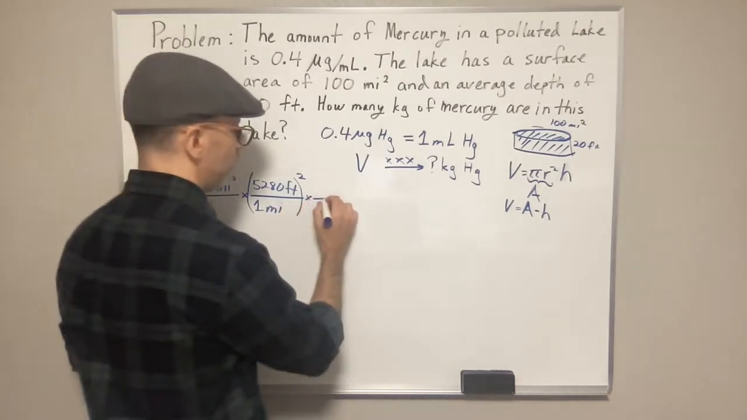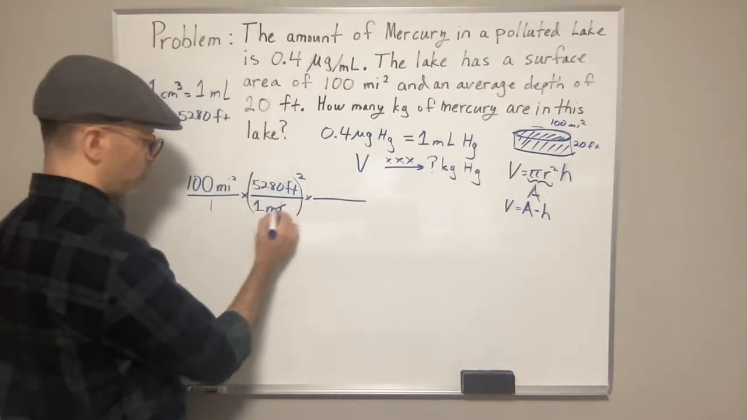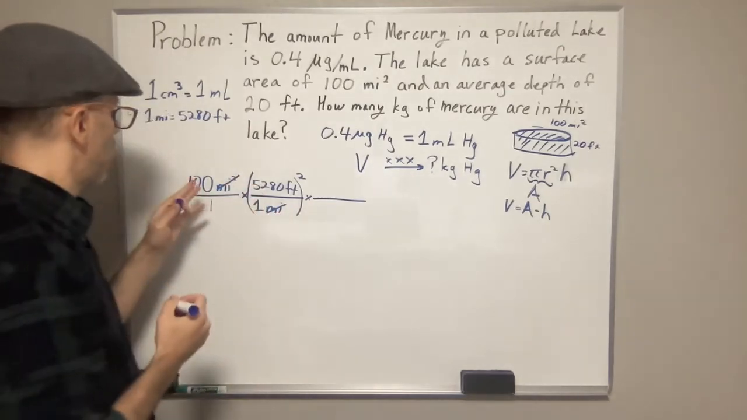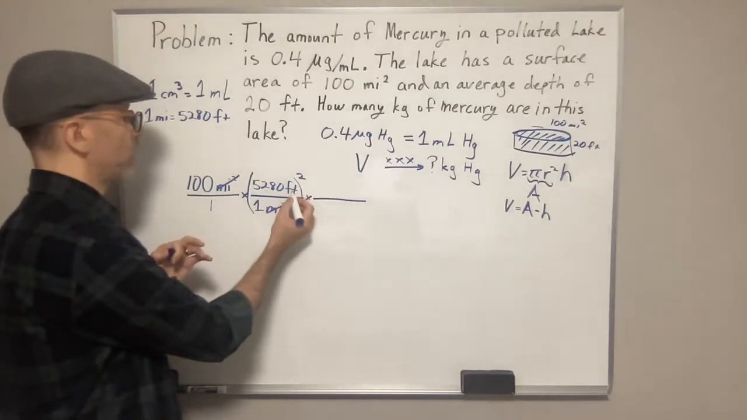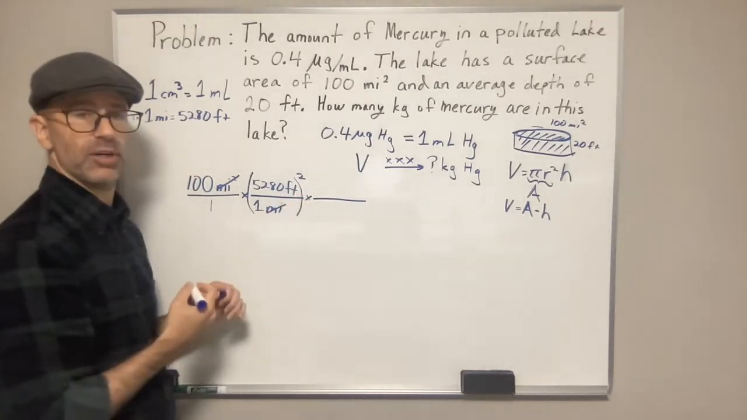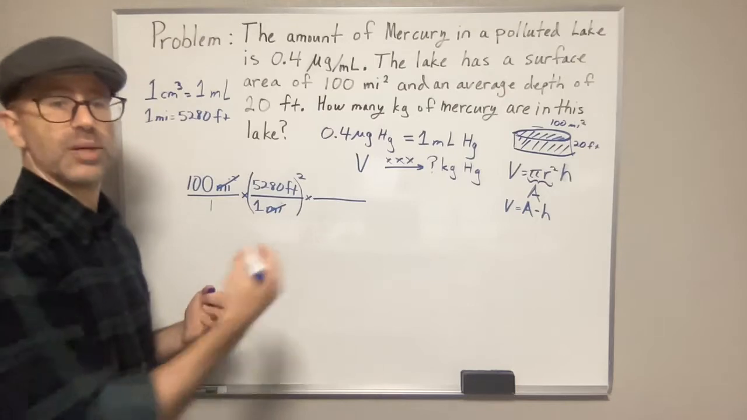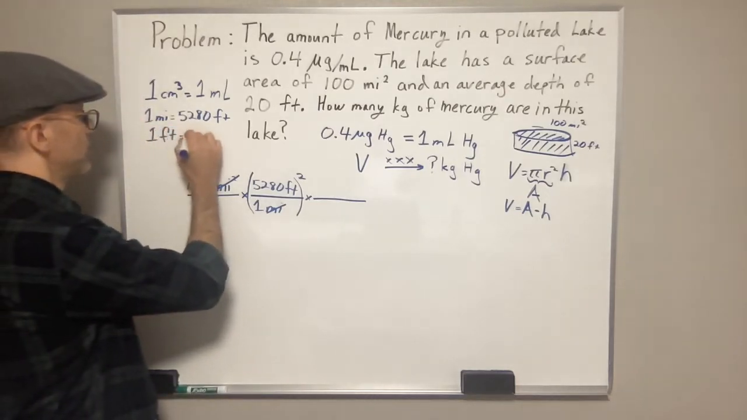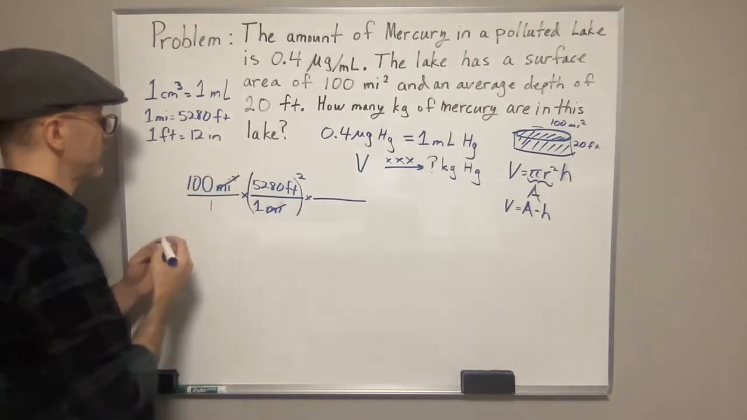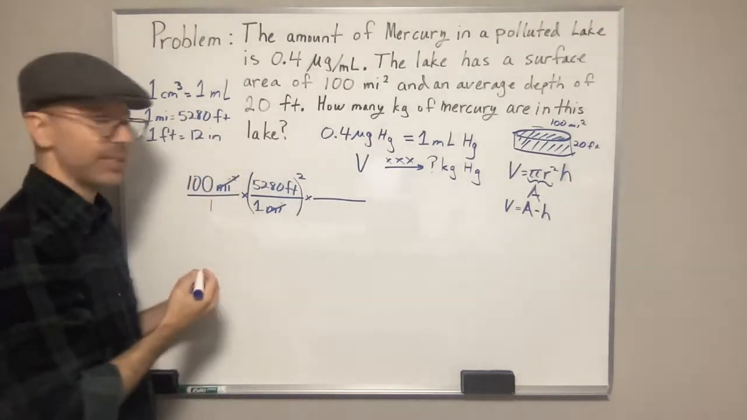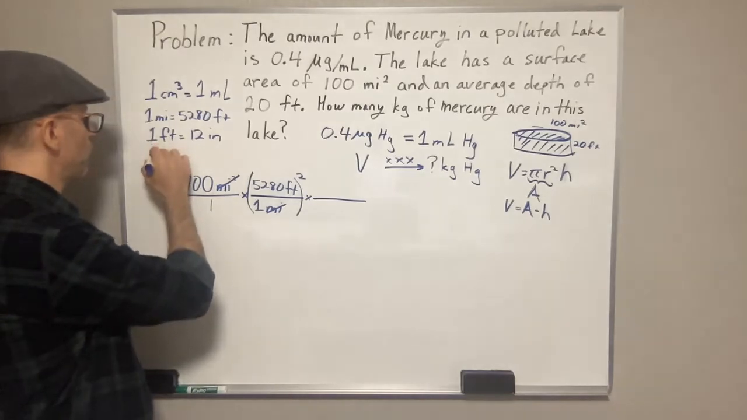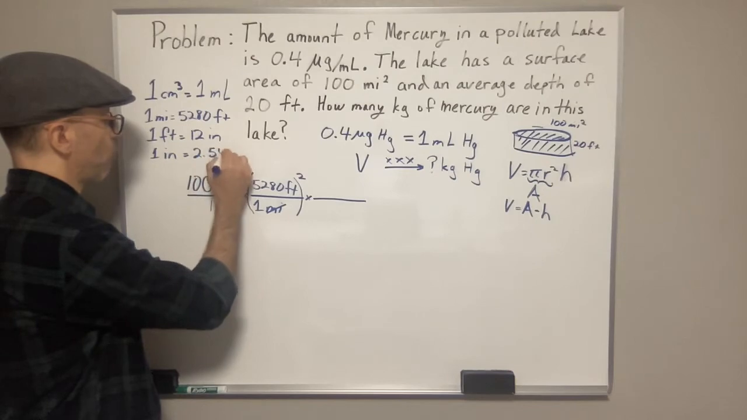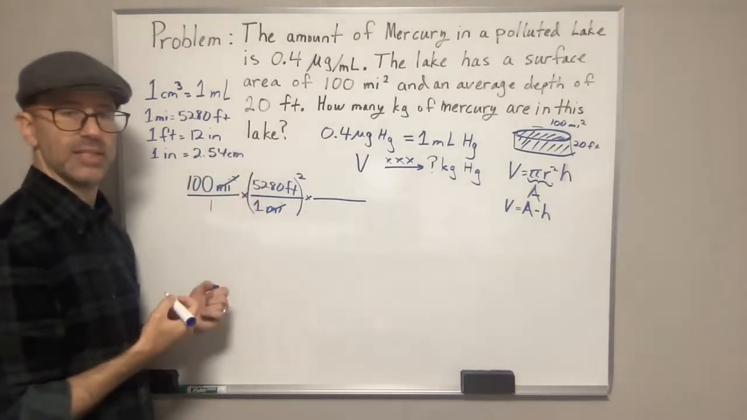So the next thing is, now that we have feet squared on the bottom, miles squared cancels out. Now that we have feet squared on the top, we're going to have to convert feet to something else. Since we know that 1 foot is equal to 12 inches, we can use that to convert to inches. And then we could use 1 inch is equal to 2.54 centimeters to convert to centimeters.